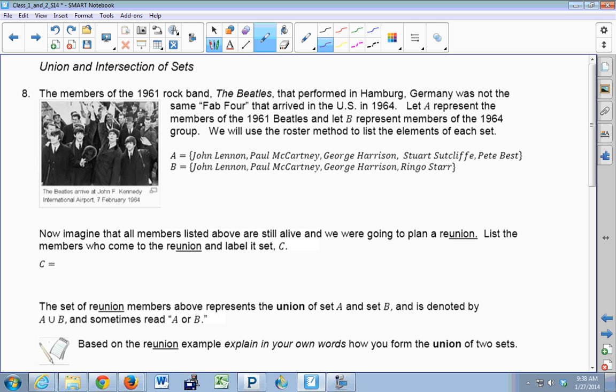So who wants to read this for me? I know you do, Tyler. Read number 8 for me. Members of the 1961 rock band The Beatles are not the same as the Fab Four that arrived in the U.S. in 1964. Let A represent the members of the 1961 Beatles and let B represent the members of the 1964 group. We will use the roster method to list the set.